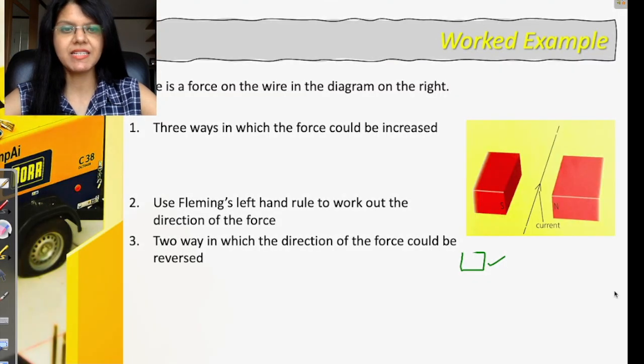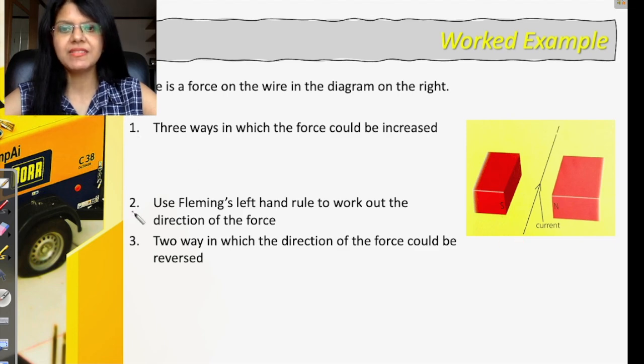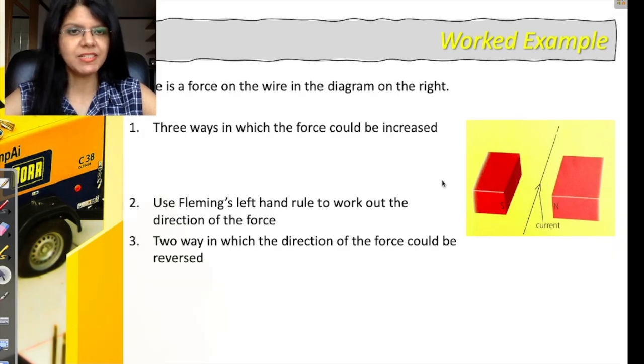Let's practice a question now on the motor effect. There is a force on the wire in the diagram on the right. So there is a current in the wire which is placed in between the magnets, so it will experience a force. So you have to answer these three questions. If you want, you can pause the video for a minute, answer these questions and come back and play the video again.